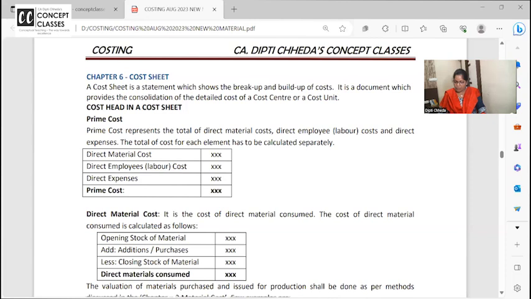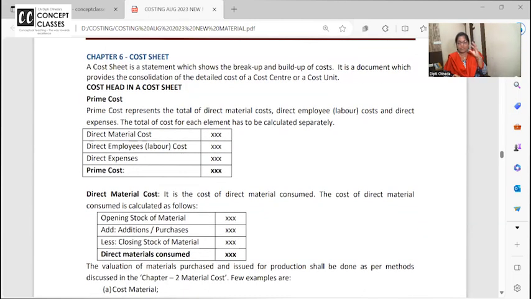I'll share the screen now. So here we check all the details of the format of the cost sheet, with special emphasis on the pitfalls, so that you are aware and you are not making any mistake.